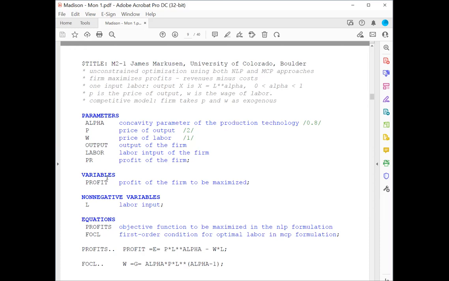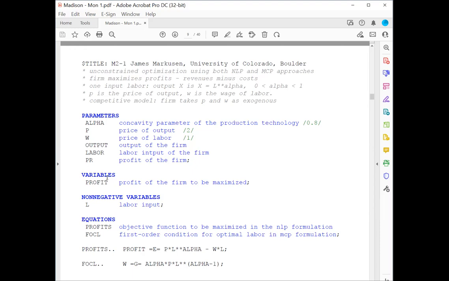So this is just an example. This is an unconstrained optimization problem and shows how to use both the NLP and MCP solvers. If you want to get an introduction, you can look through some of my examples here that start really, really simply.